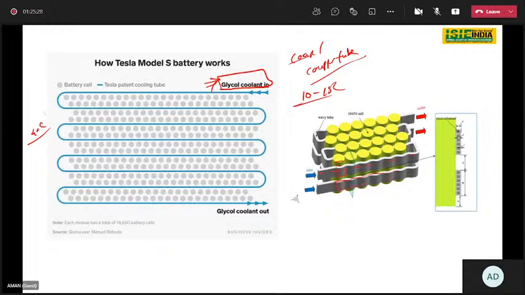So here the overall efficiency of the temperature reduction is very high, because the tube is very thin in thickness, so it will be covering the maximum area, or maximum surface, of the cell. There are two different parts, they have divided the upper part and the lower part.